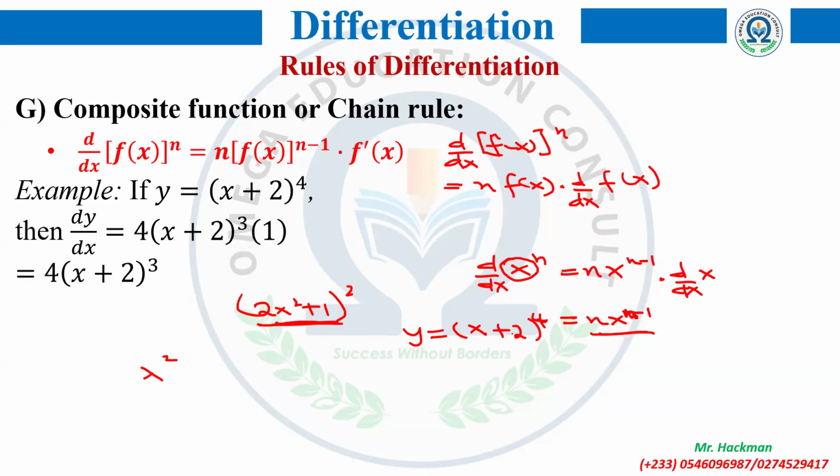Once I have a function to a certain power, I can use the composite function rule or the chain rule. If I'm finding d/dx of both sides, then I'm taking dy/dx of this side, which should be equal to d/dx of this side as well. And here I have to put it in brackets, to the power 4.